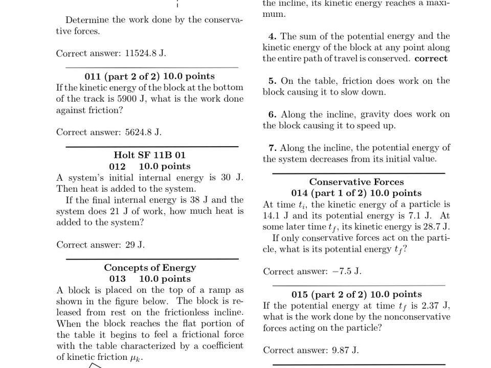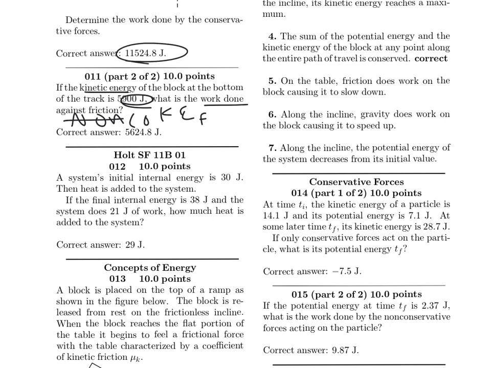All right, now this is kind of an interesting one here. This is working off the exact same problem. If the kinetic energy at the bottom is 5,900 joules, this is our kinetic energy final. What is the work done against friction? So we call this non-conservative. Okay, so in the previous problem, we said that the work was equal to potential energy. Our work was equal to our mechanical energy that was done on the block sliding down the ramp. It turned out to be this.